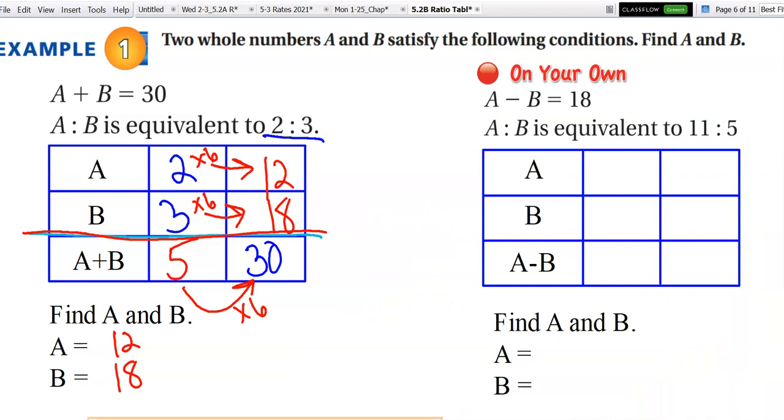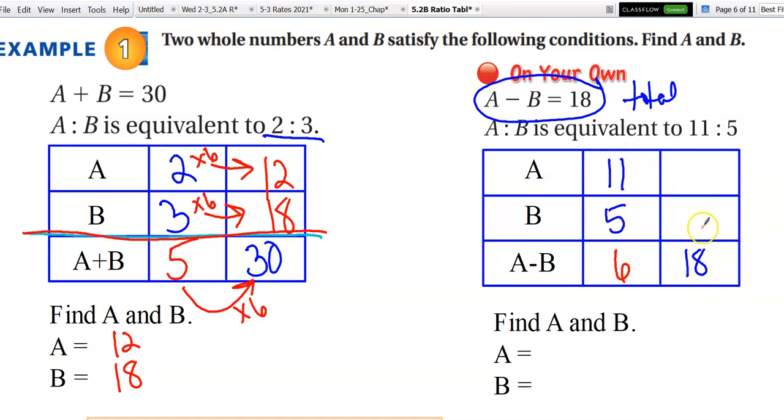But notice that this time, instead of adding the A plus the B, you are subtracting. All right, so I'm going to use blue to fill in the information that we need. We know the ratio is 11 to 5, and we know that A minus B equals 18. So that has to do, right? This has to do with the total. It's not this column here, because I hope you already figured out that 11 minus 5 has to be 6. So when I subtract 11 minus 5, I get 6.